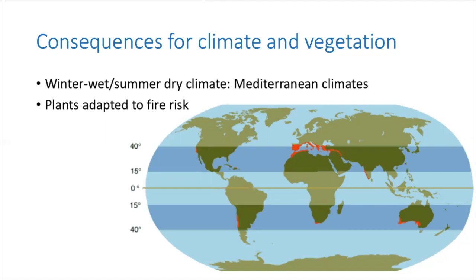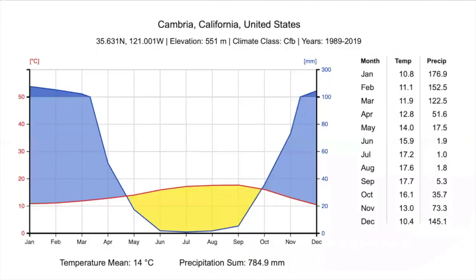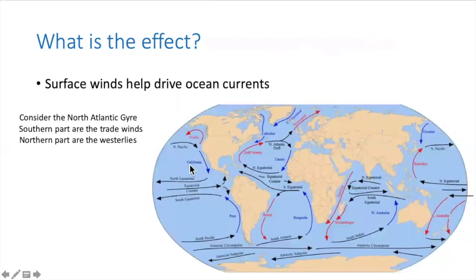So why are they on the western edge of continents and mid-latitudes? Well, basically it's because they are along these cool currents. Notice we've got a cool ocean current here, the cool Peru ocean current, a cool current along the coast of Africa in the north and in the south, and a cool current along the west coast of Australia.